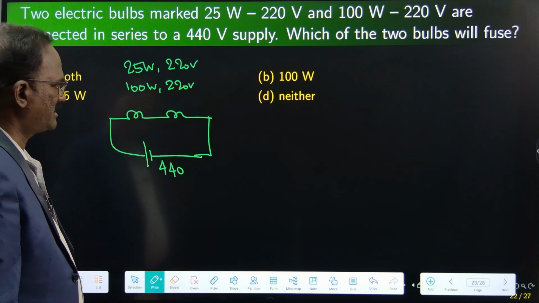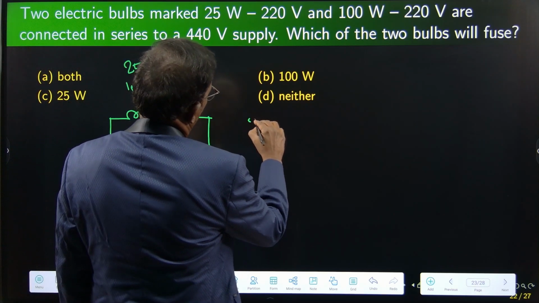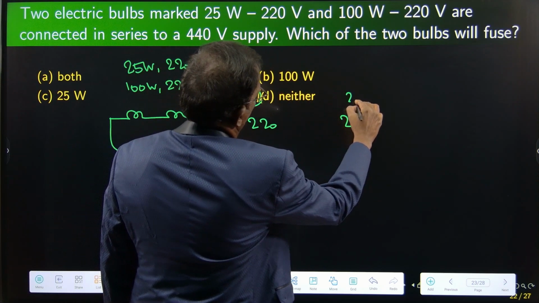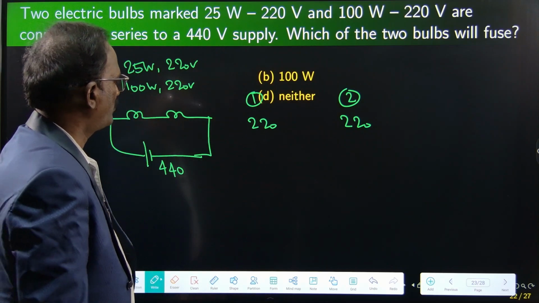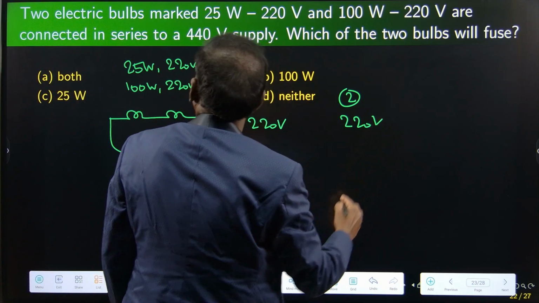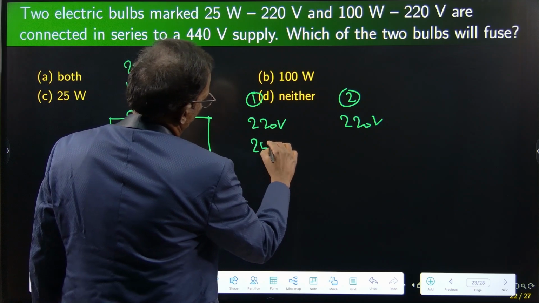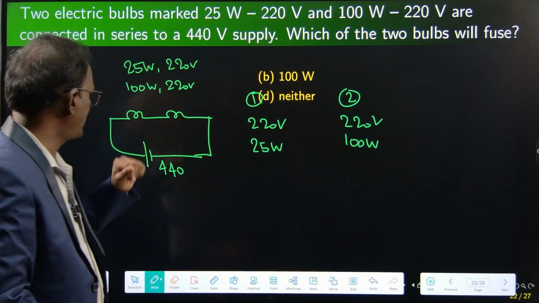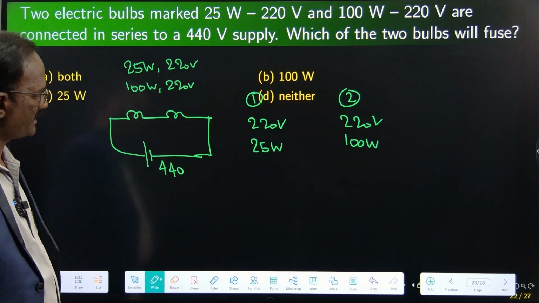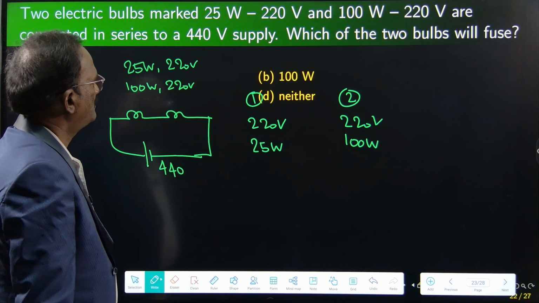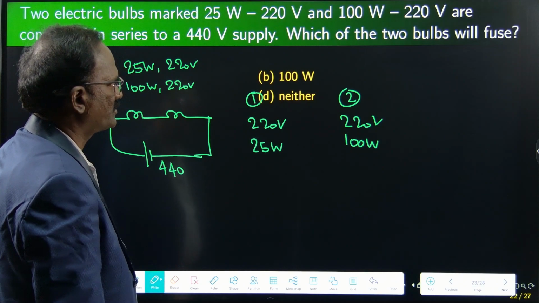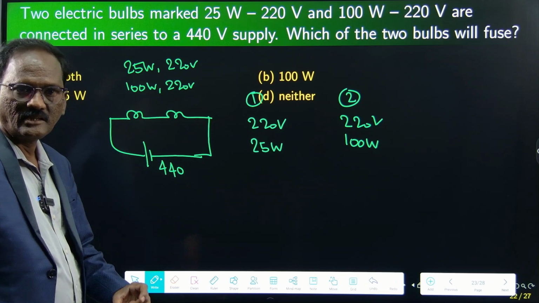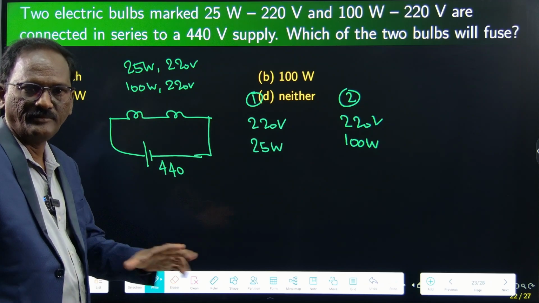Both have similar voltage rating, right? Voltage 220, bulb 1, bulb 2, 220, 220 voltage. Power is 25 watts and this is 100 watts. Both are connected in series across a 440 voltage supply. Voltage is common. Which of the two bulbs will fuse? So current rating has to be found. The lowest current rating bulb will get fused immediately, right?